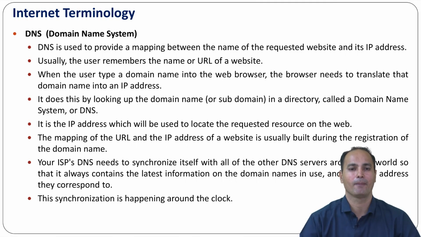Your ISP's DNS needs to synchronize itself with all of the other DNS servers around the world so that it always contains the latest information on the domain names in use and which IP address they correspond to. This synchronization is happening around the clock, 24/7.